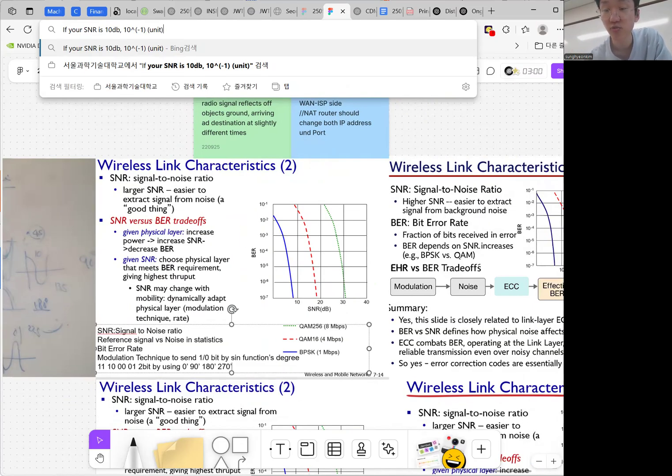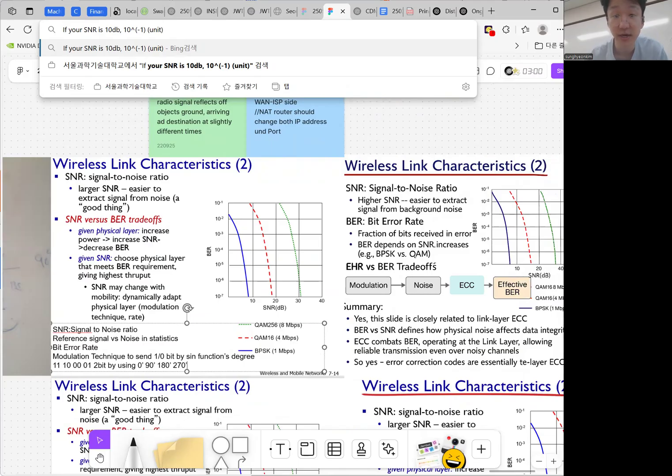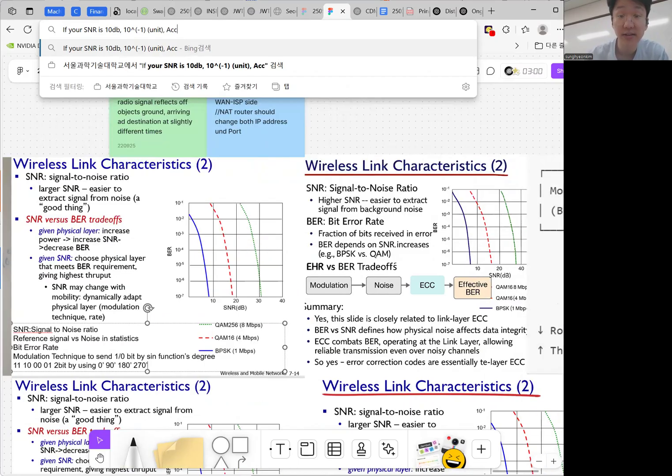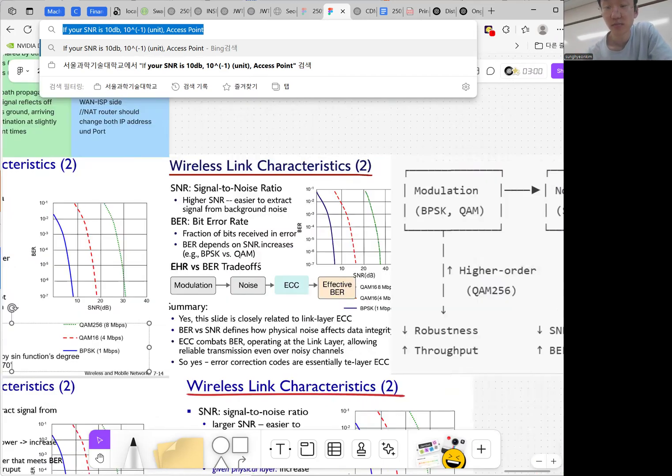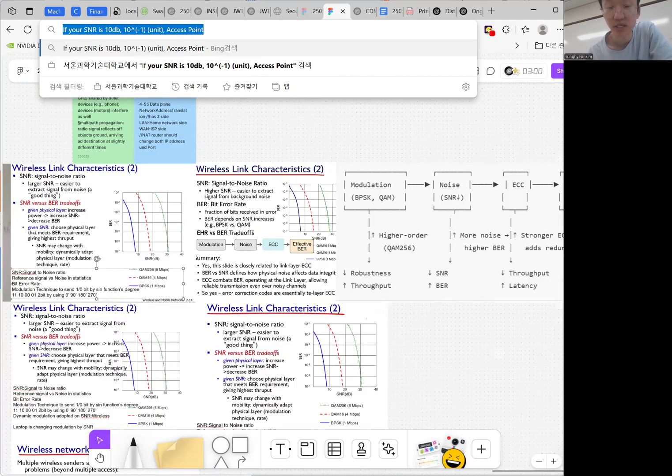And this is a very important wireless link characteristic related with the access point. Because when you are moving, if you go further from the AP, then SNR will decrease, then BER will increase. That is the trade-off. And modulation noise is related to effective BER.